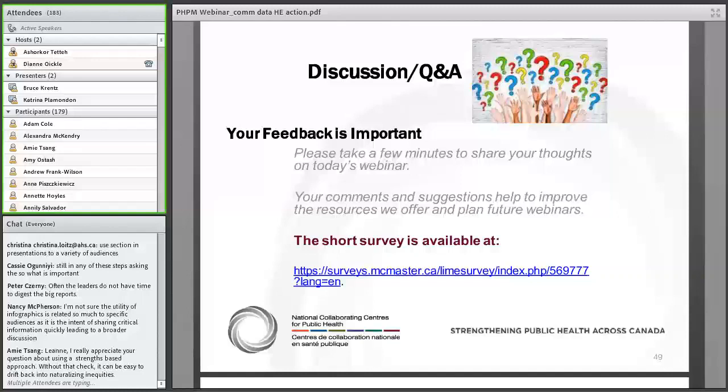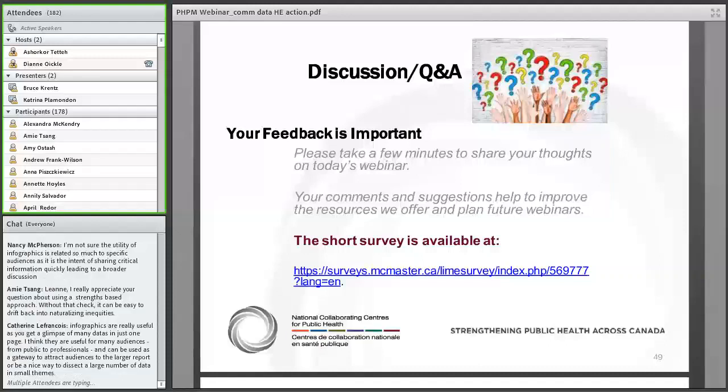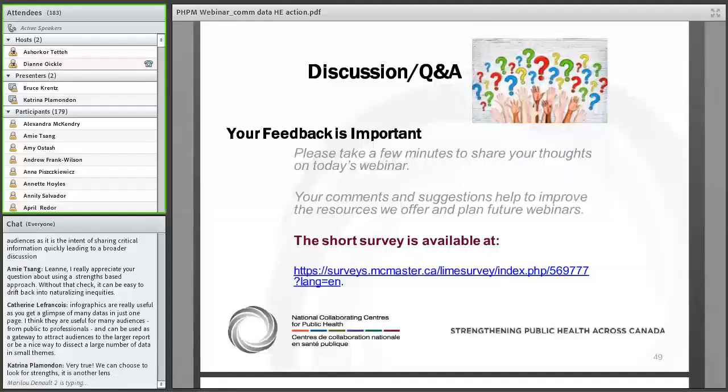So one of the very first questions that we had at the beginning was, how do you, if you've got a really big report, this was from Judy, how do you tailor that report to make the information easier to find? So if you've got a 600 or 300 or 100-page report, we saw some suggestions come in, but Bruce or Katrina, do you have any comments on this?